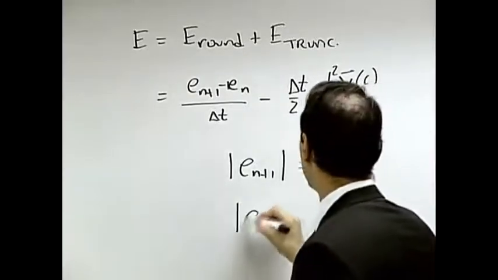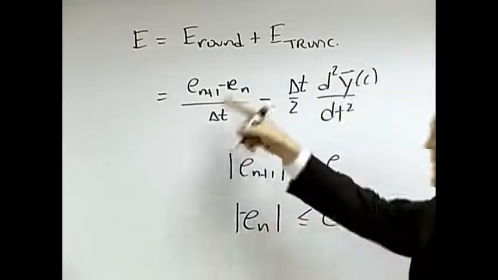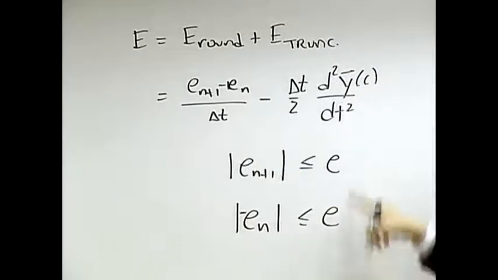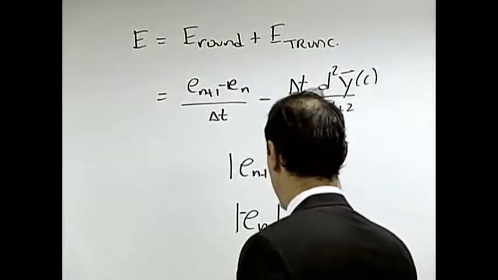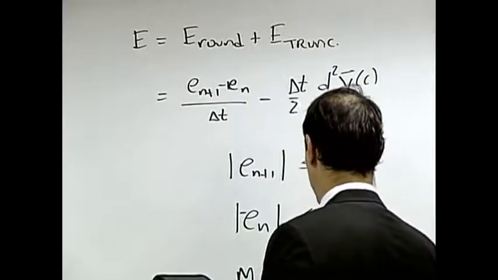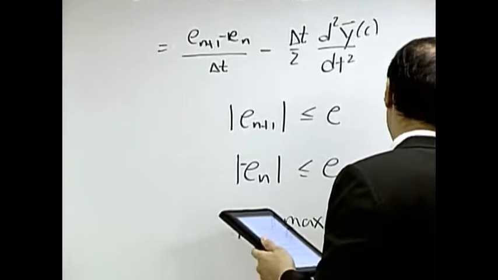You can also bound then the absolute value of this to be, or minus e of n. That's the biggest it can be. And let's just say that the derivative is bounded by the following. M will be the biggest the derivative gets, which is the maximum value of the absolute value of the second derivative.